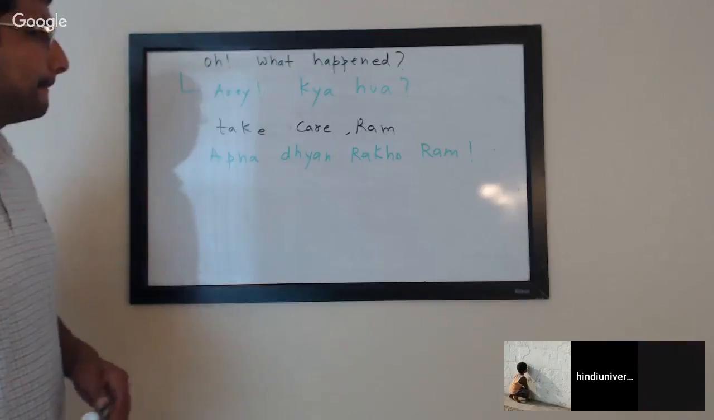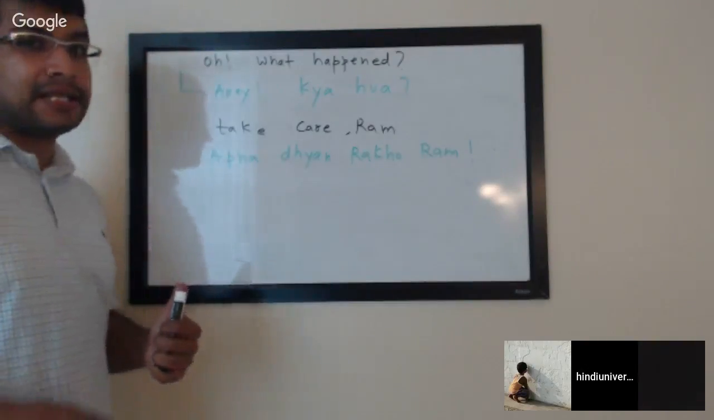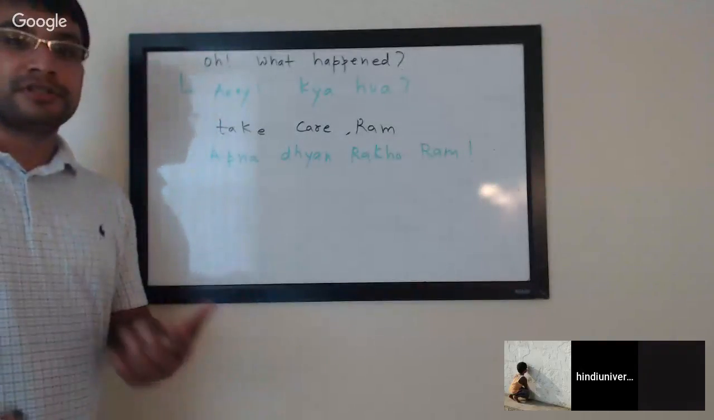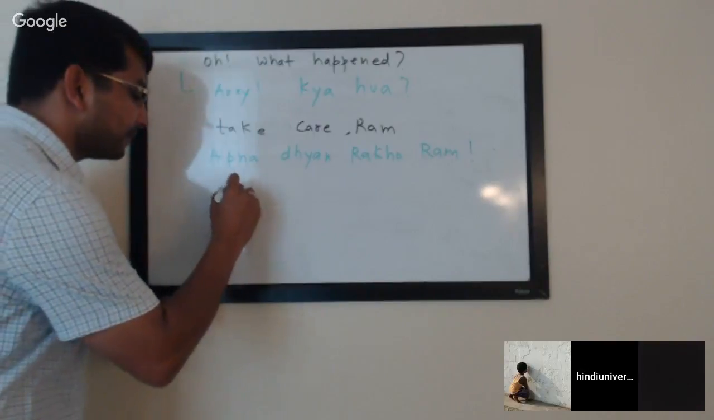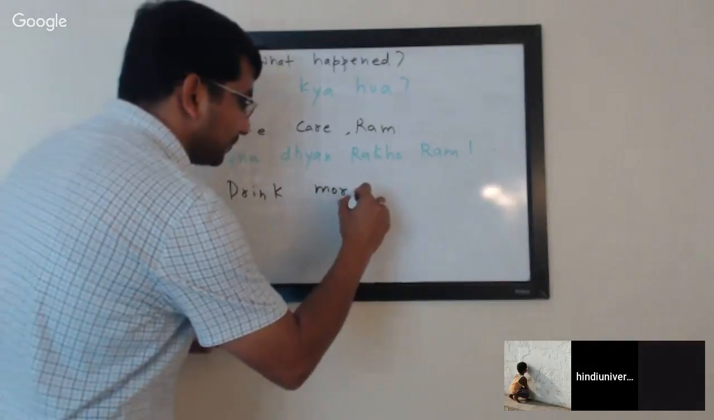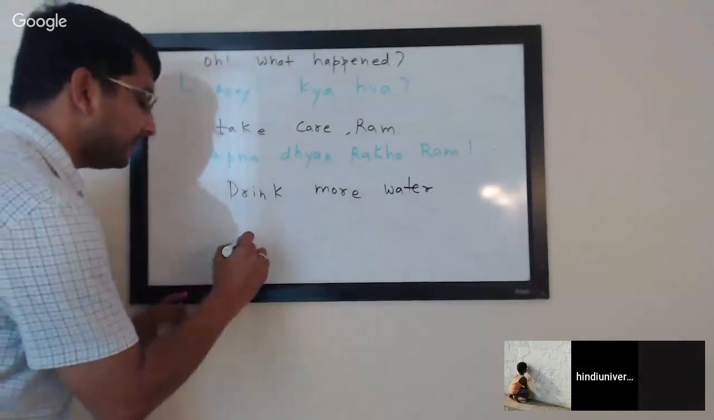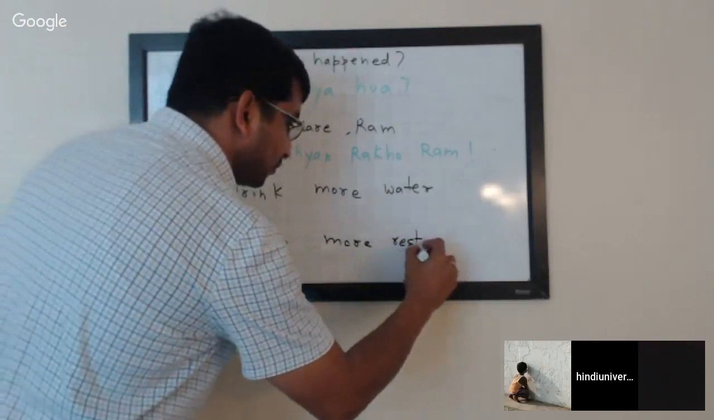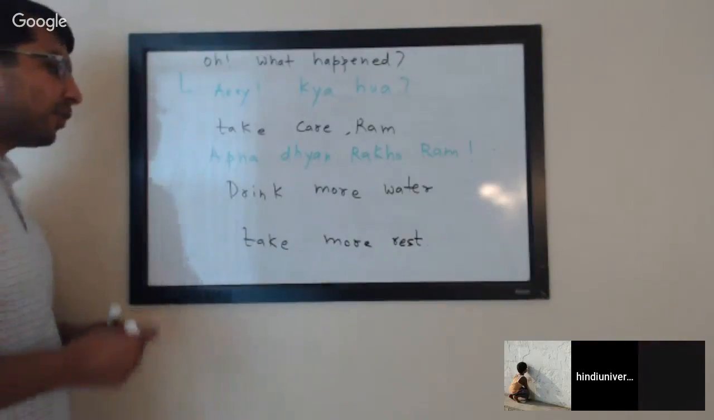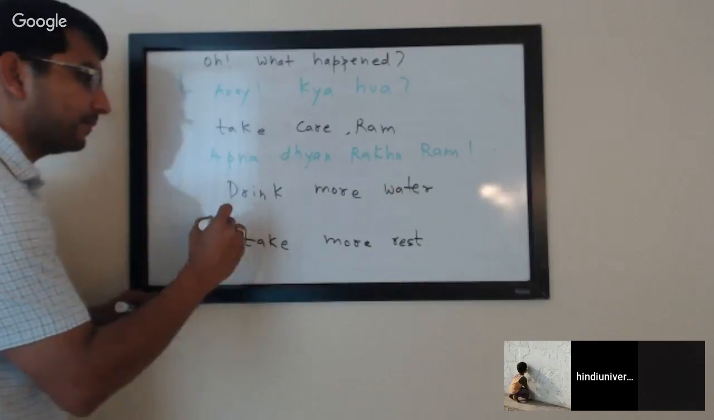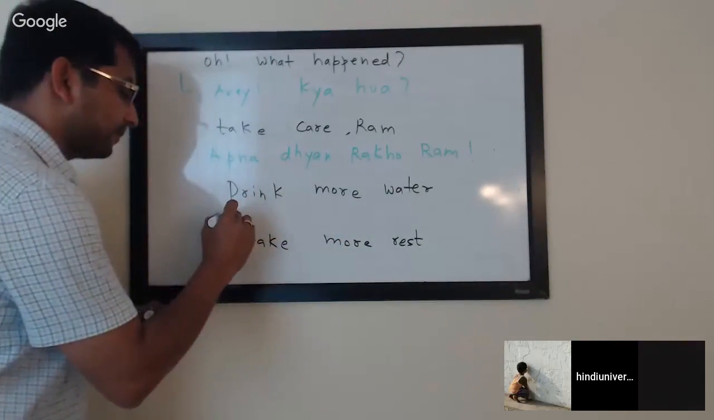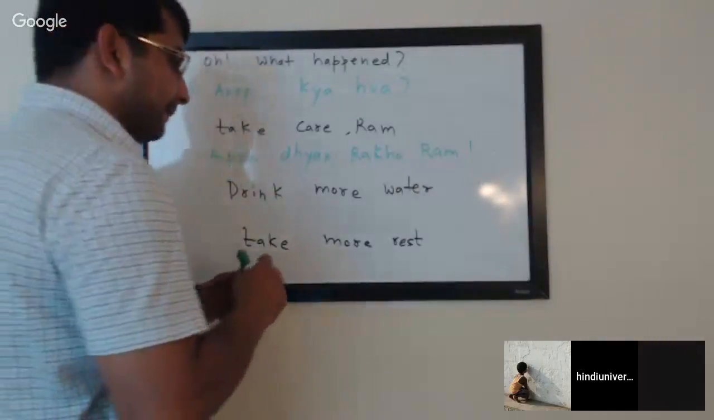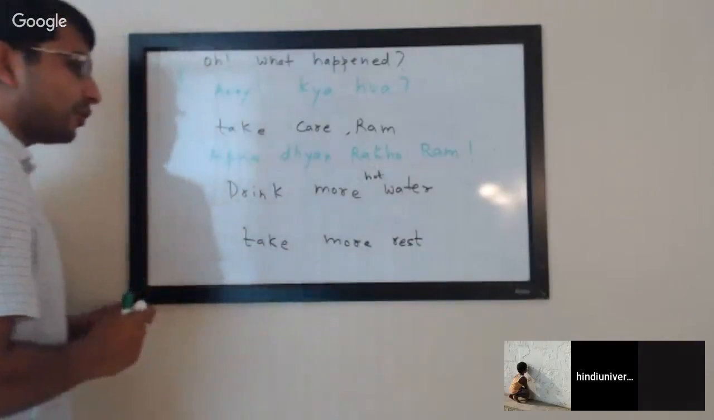Okay. Drink more water and take rest. If you think about it, all these things we learned in the previous classes, where you are basically using imperatives. I mean, you're giving suggestions. Now you're telling Ram, drink more water, and then take more rest. Drink more water and take more rest. How do you say that in Hindi? Garam pani pijiye. You want to say drink more hot water? Is that what you want to say? If you want to say drink more hot water, hot water is nothing but garam pani.